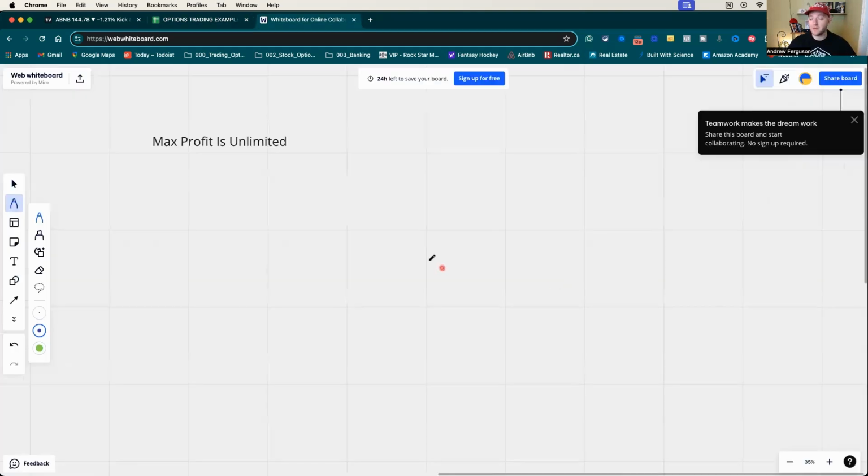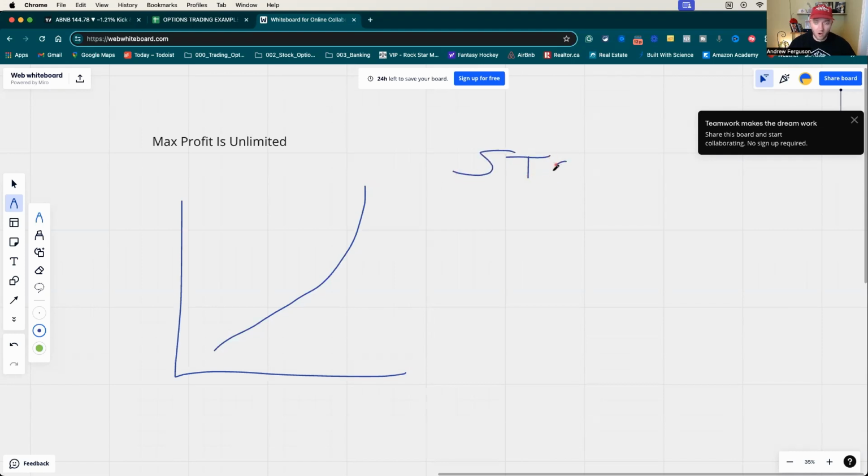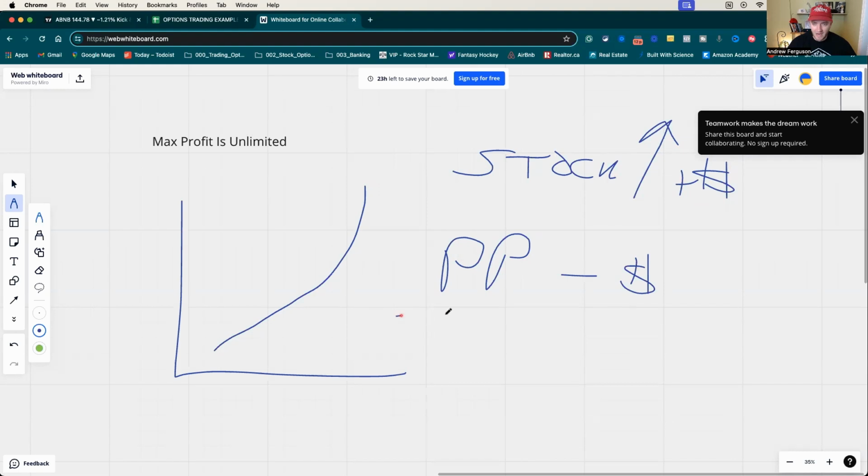In terms of how this would look on a stock chart, the profit is unlimited if the stock price just keeps shooting up and up and up, right? We have our stock, or our shares, and they're going to be going up in value dollar for dollar, right? That's great. They're making money right there. That's a plus. But our protective put, our PP, is going to be a negative dollar, right? So then we just subtract the two and we get our total profit by doing it this way.